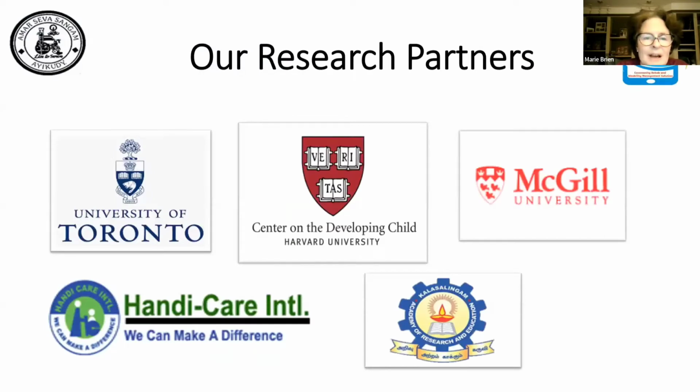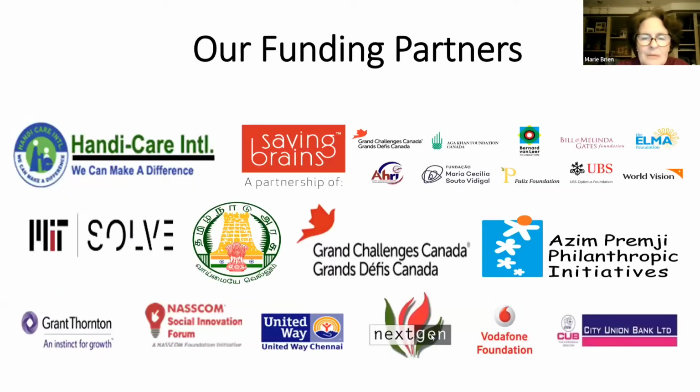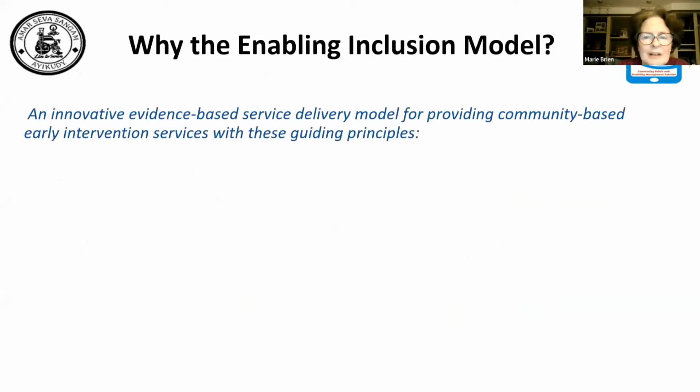So what Amar Seva Sangam did is we partnered with some of our research partners, some of them the universities in Canada, University of Toronto and McGill, as well as the Harvard University Center on the Developing Child, Handicap International, who is our funding partner in Canada, and Kalasalingam University in India. We also developed many funding partners that were there along the way and still are with us to develop the Enabling Inclusion app.